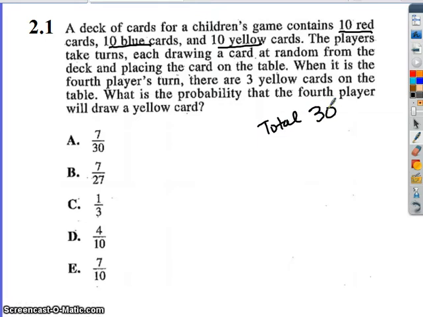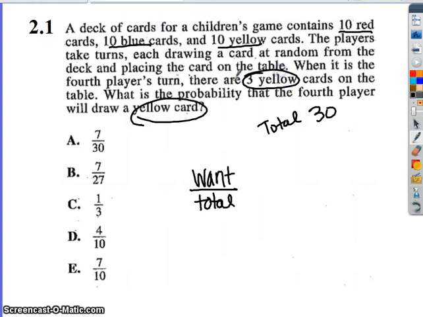The players take turns, each drawing a card at random from the deck and placing the card on the table. When it is the 4th player's turn, there are 3 yellow cards on the table. So there's 4 players. 3 of them have already chosen a yellow. What is the probability that the 4th player will draw a yellow card? So keep in mind, basic probability is always whatever the question wants over your total. They're asking for the probability of a yellow card, but you have to remember that 3 yellow cards have already been chosen out of the deck.